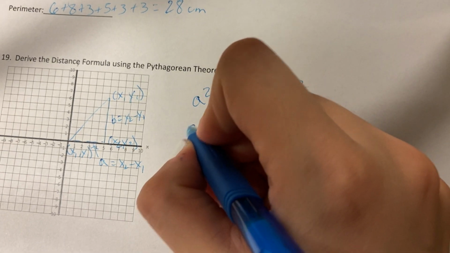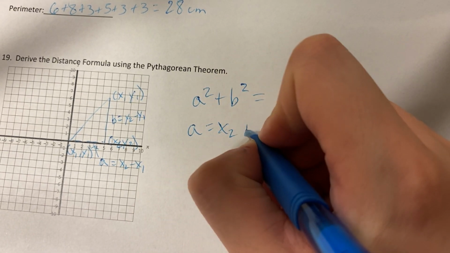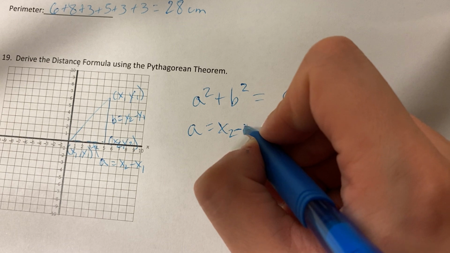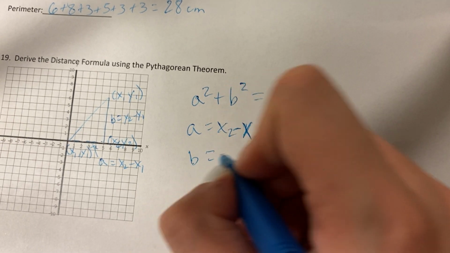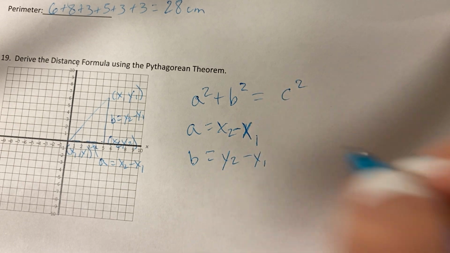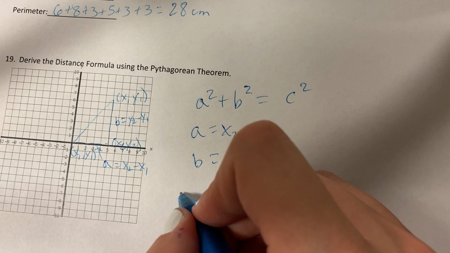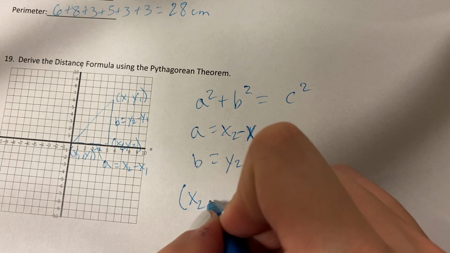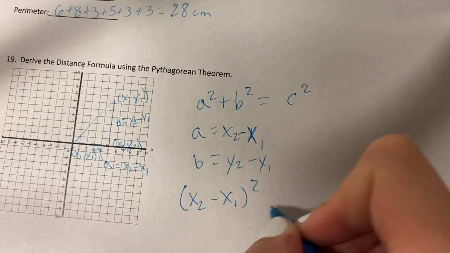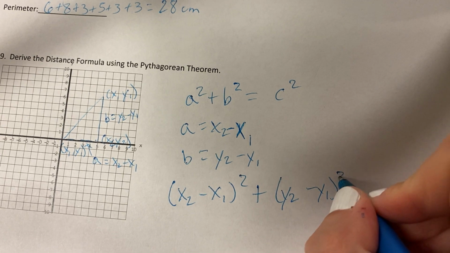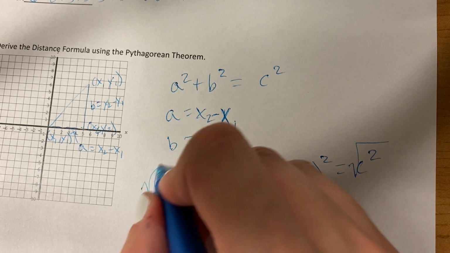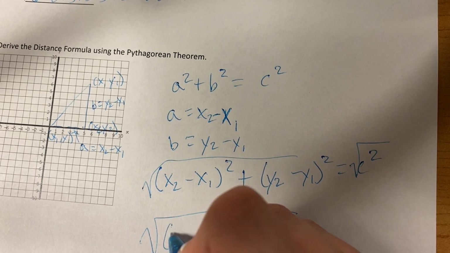And we just said a was equal to x sub 2 minus x sub 1, and your b is equal to y sub 2 minus y sub 1. And so we're just gonna plug these in. (x sub 2 minus x sub 1) squared plus (y sub 2 minus y sub 1) squared is equal to c squared. Then solve for c, I'm gonna take the square root, and we have our distance formula.